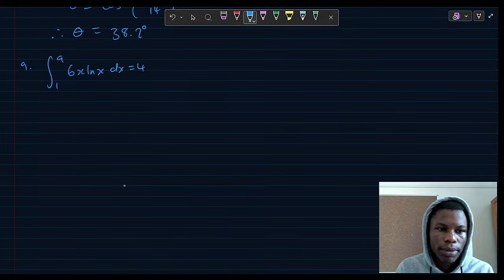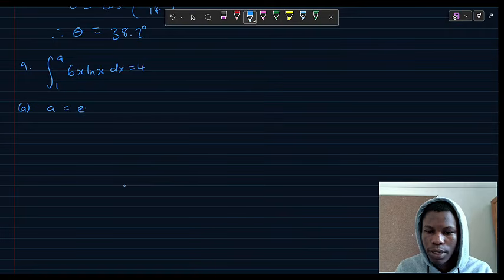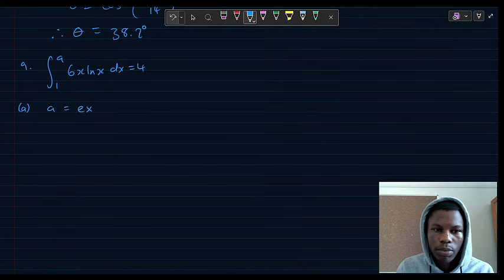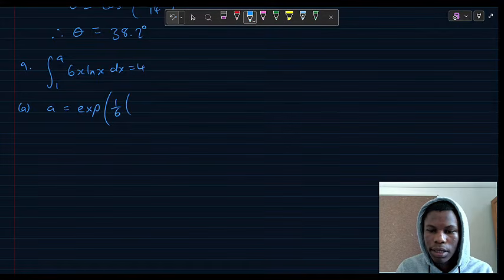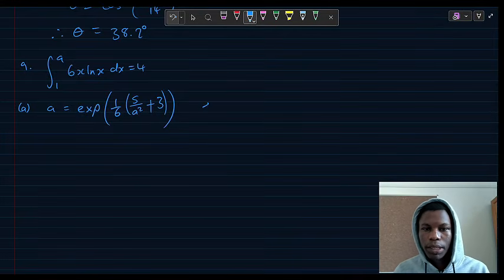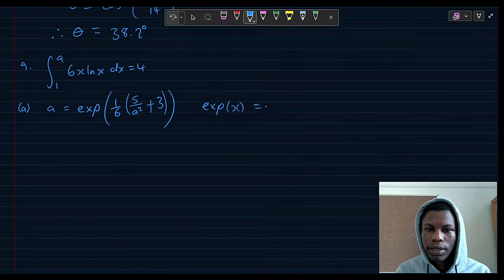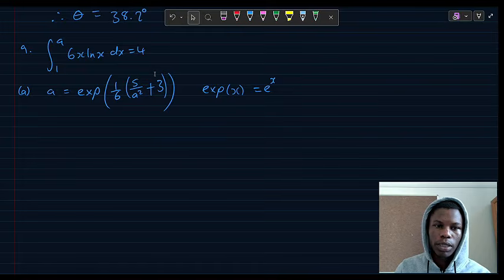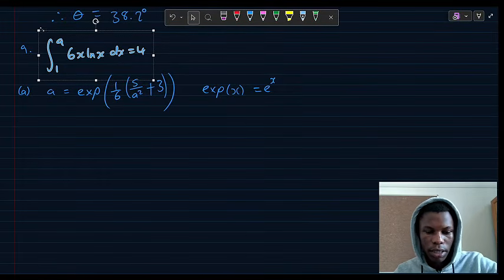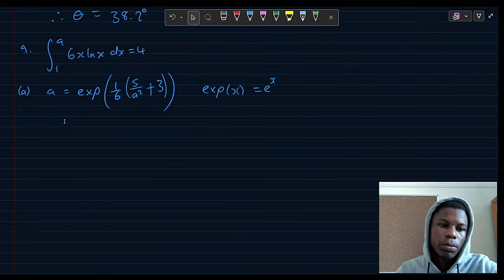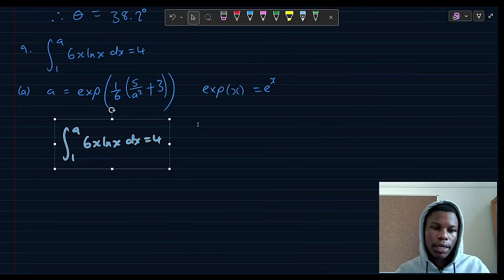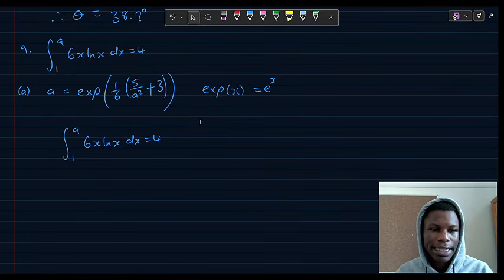Question number 9. A constant a is such that the integral from 1 to a of 6x ln x dx is equal to 4. Part A says show that a is equal to the exponential of 1 over 6 times 5 over a squared plus 3, where exponential of x is equal to e to the x. So we need to integrate, and once we integrate, we're going to end up with some equation in terms of a, and we need to manipulate that to get to the desired result.